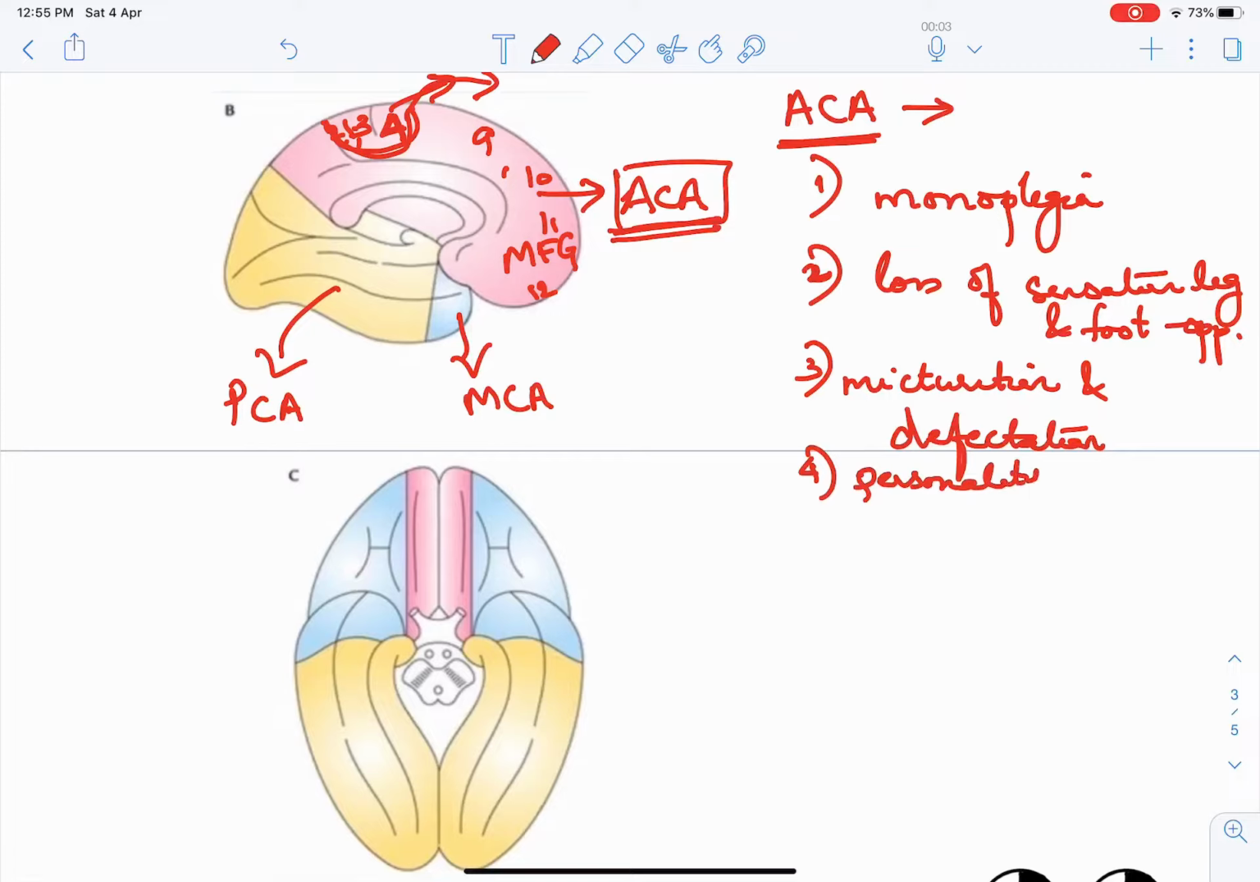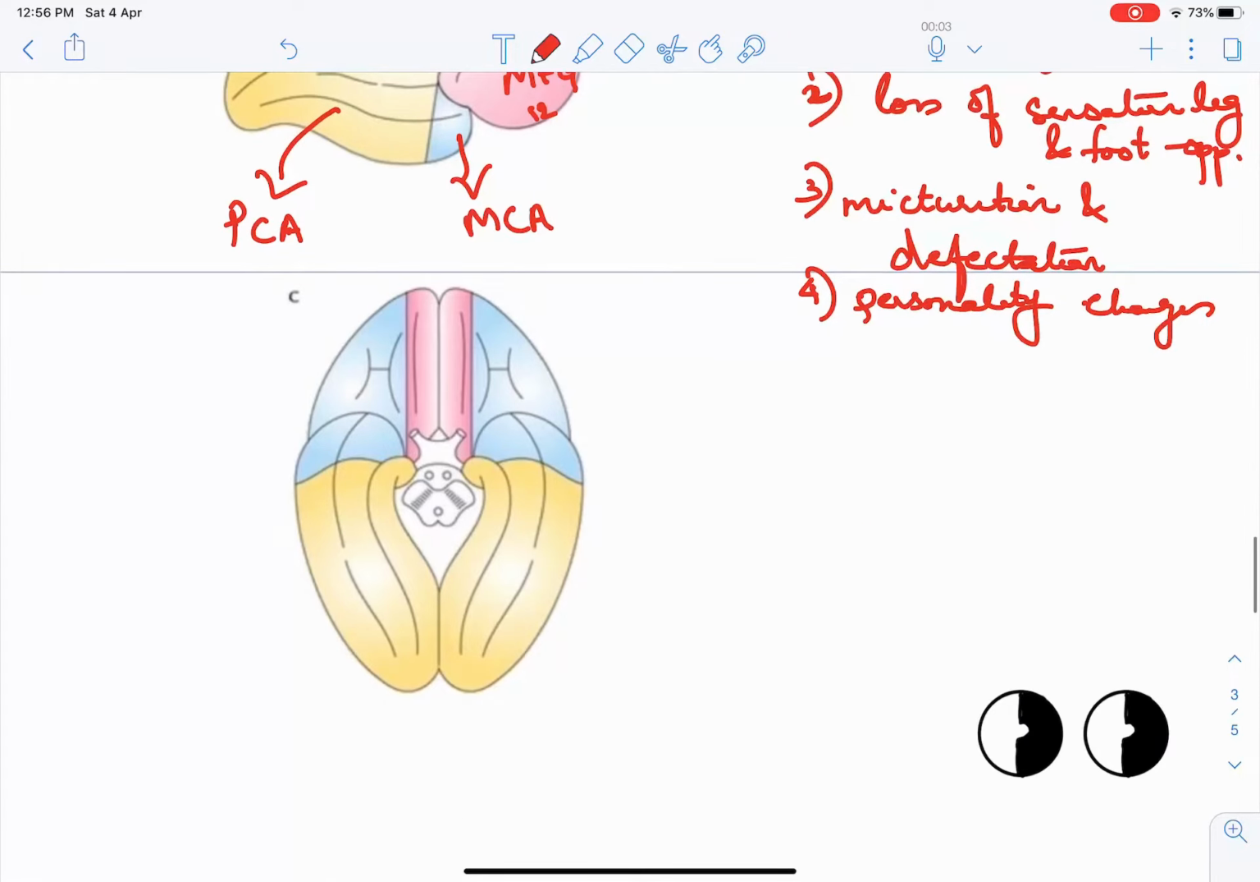So these are the features that we see in anterior cerebral artery occlusion. There will be monoplegia, that is weakness or the paralysis of the muscles of the opposite leg and foot, the loss of sensation of the opposite side leg and foot. Then there will be micturition and defecation problems and personality changes. So that is when there is anterior cerebral artery occlusion.